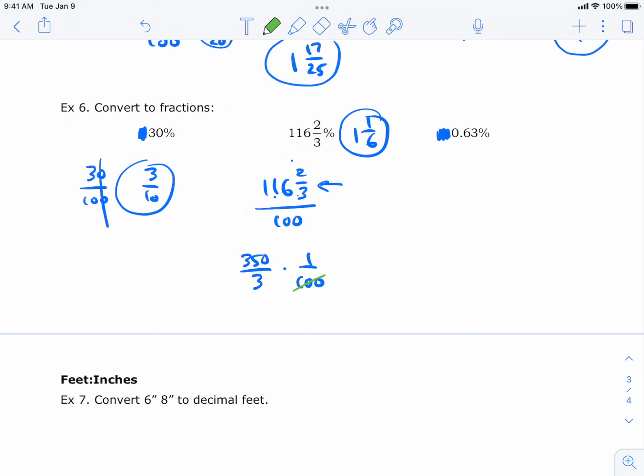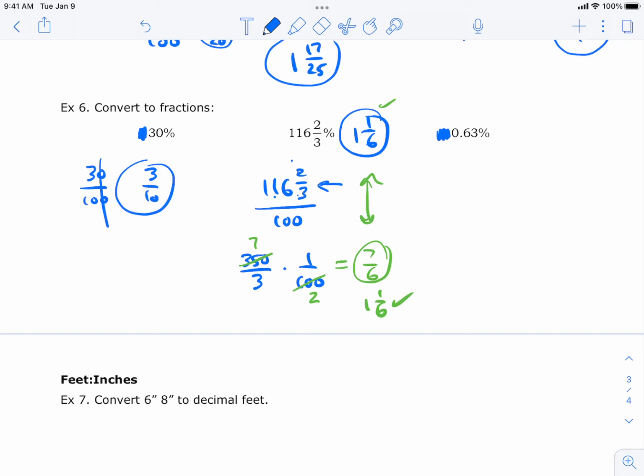Cancel 50s. 50 goes into 100 twice. 50 goes into this 7 times. What I've got is 7/6. Now 7/6. 6 goes into 7 once with 1 left. It's the same as 1 1/6. I guess I'd accept either answer really. But 1 1/6 I think is better. So that one was fun, right? You weren't expecting that much fun.